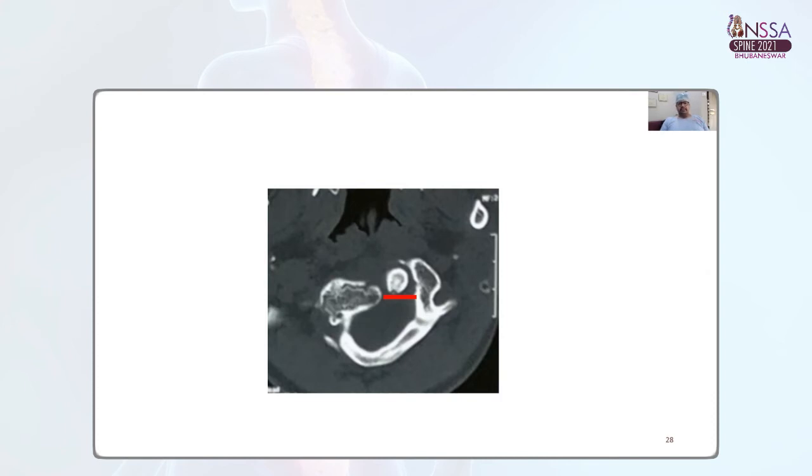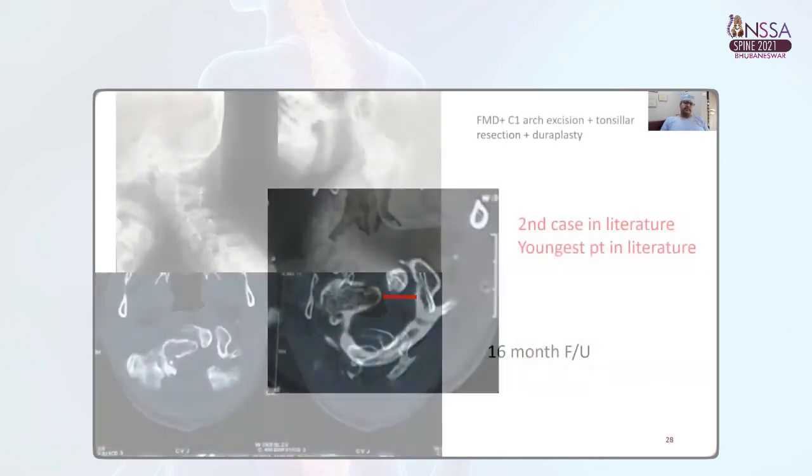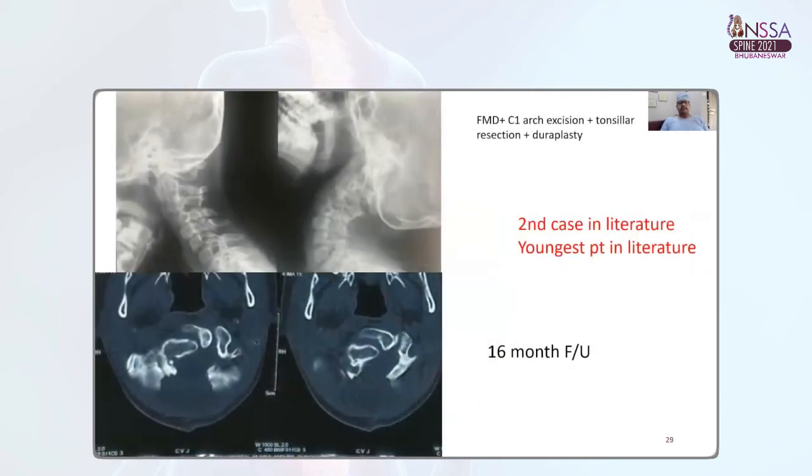So we did something somewhat controversial for this patient. We just did a foramen magnum decompression, C1 arch excision, tonsillar resection, and duroplasty. So the tonsillar resection allowed us, by following the Steel's rule, to make adequate space.